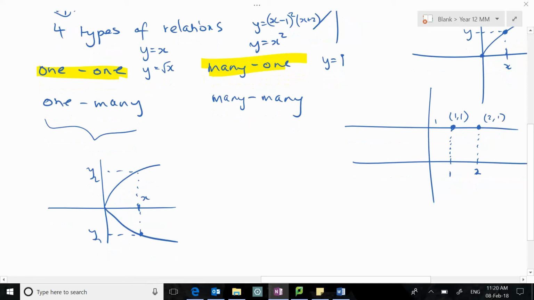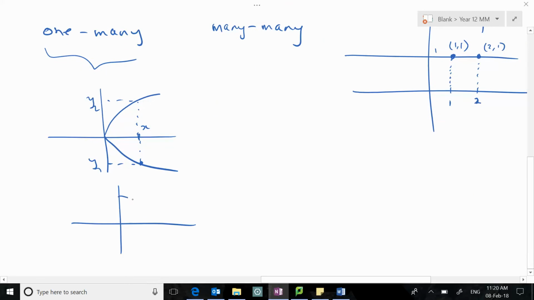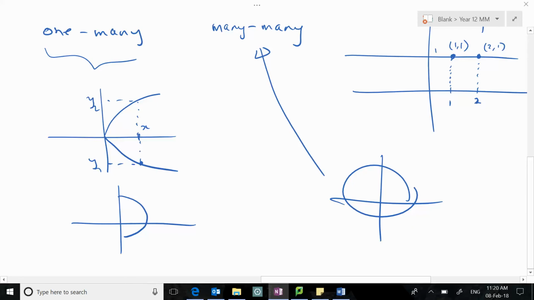Or you can have a semicircle that's on the side. Really that's a quarter of a circle here, and then a quarter of a circle there if you wanted to sketch that. But that's a one-to-many. And then an example of many-to-many, the classic one, is what shape? Circle, yes. A circle is an example of a many-to-many. Easy?